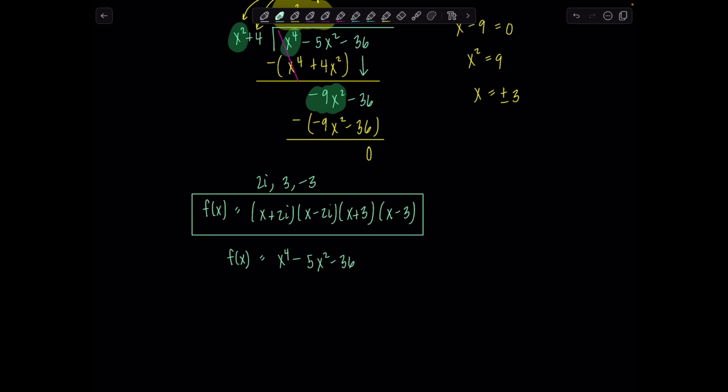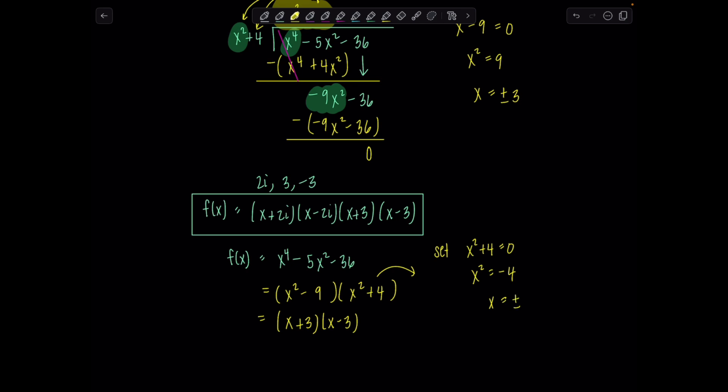Even if they hadn't given me any zeros, if you notice that this factors into x squared minus 9 and x squared plus 4, then you're pretty much on your way, because then x squared minus 9 we can factor into x plus 3, x minus 3. And then x squared plus 4, you could just set that equal to 0. If you were totally starting from scratch, x squared equals negative 4, so x is plus or minus 2i. So x plus 2i, x minus 2i.